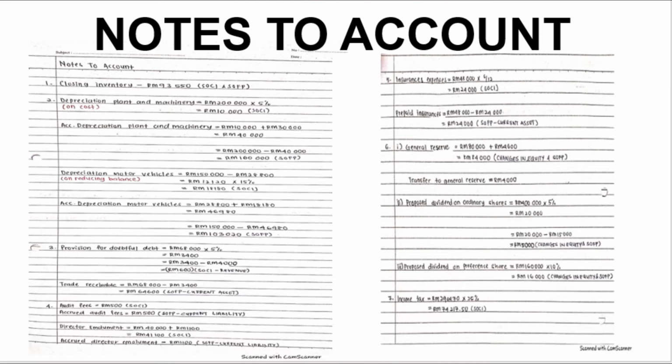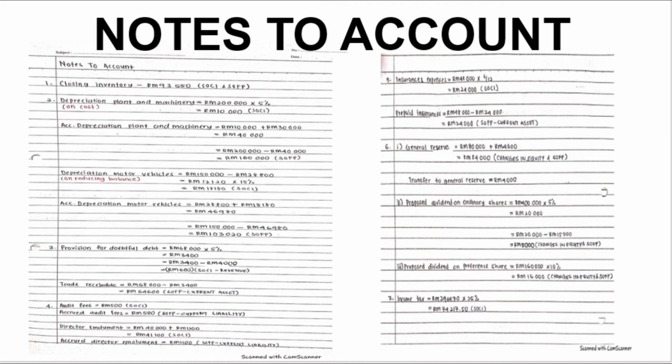In addition, note 6, third Roman: propose a final dividend on preference shares. Therefore, 10% taken from the trial balance should be multiplied by 160,000 from preference shares to get the answer, which is 16,000, and it will be placed in the statement of changes in equity and statement of financial position.